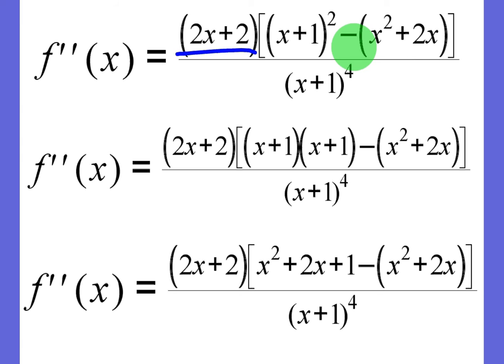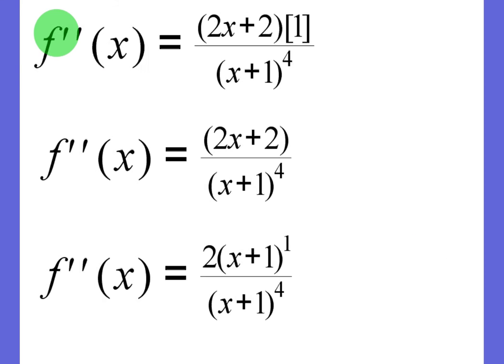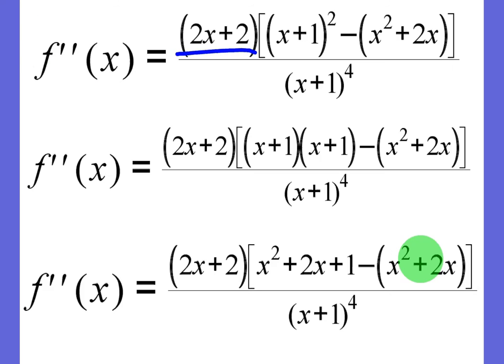So here's the 2x plus 2 that we pulled out. And this we will have to multiply out, as well as distribute this minus into both of these using some PEMDAS. This will become x squared plus 2x plus 1. Then we will distribute the minus into both of those. So here's what's kind of handy. This x squared is going to cancel. It's going to be 2x minus 2x.